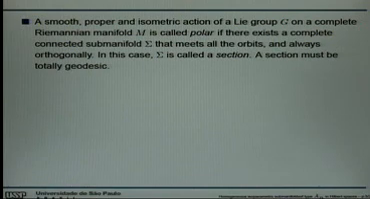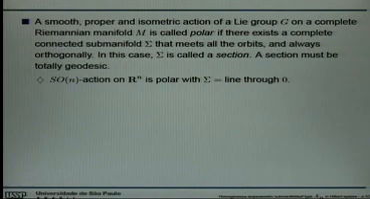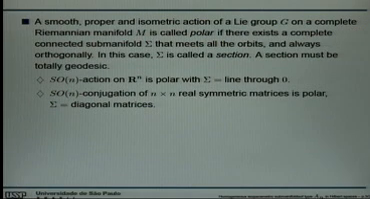This definition makes sense in the linear and nonlinear case, but let's see some examples in the linear case. The basic example is the SO(n) action on R^n, which is polar. Any line through the origin is a section. The name polar, of course, comes from this example. Then we have the next example, which is also very basic: SO(n) conjugation of symmetric matrices. In this case, the section is given by diagonal matrices.